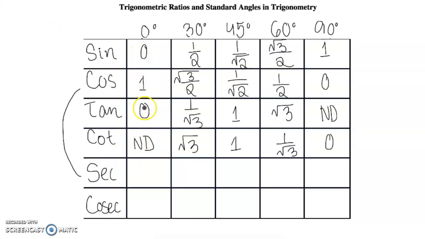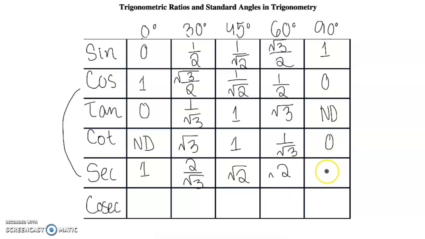So sec 0 theta would be 1, because if you convert 1 into a fraction, that would be 1 over 1. And when you flip 1 over 1, you would still get 1. The reciprocal of root 3 over 2 for cos 30 theta would be 2 over root 3. For sec 45 theta, we would get root 2. For sec 60 theta, we would get 2 over 1, which is equal to 2.